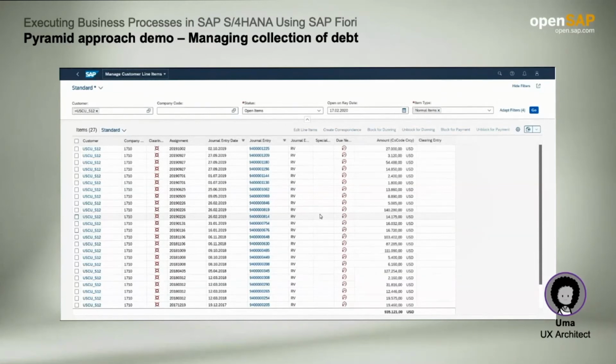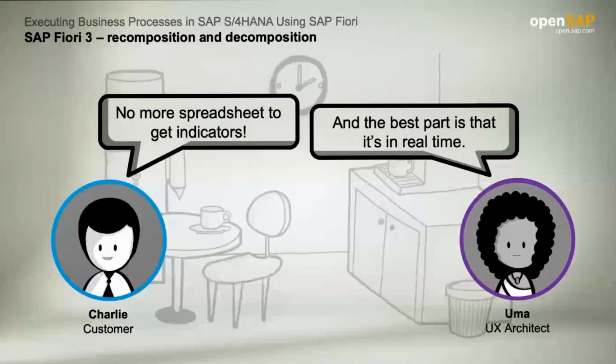You have seen here the pyramid approach in action, where the user started with an analytical overview app and then drilled into further details using another analytical app, and then into a transactional app, and so on to end-to-end process execution. Manual analysis with numerous spreadsheets is no longer required. It's a great way to see the indicators.